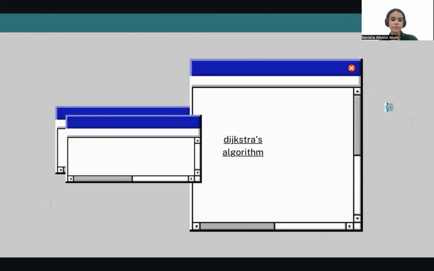So in summary, Dijkstra's algorithm is a powerful method for finding the shortest path in various applications. Next, we will be tackling the traveling salesman problem. Moving on to the traveling salesman problem.